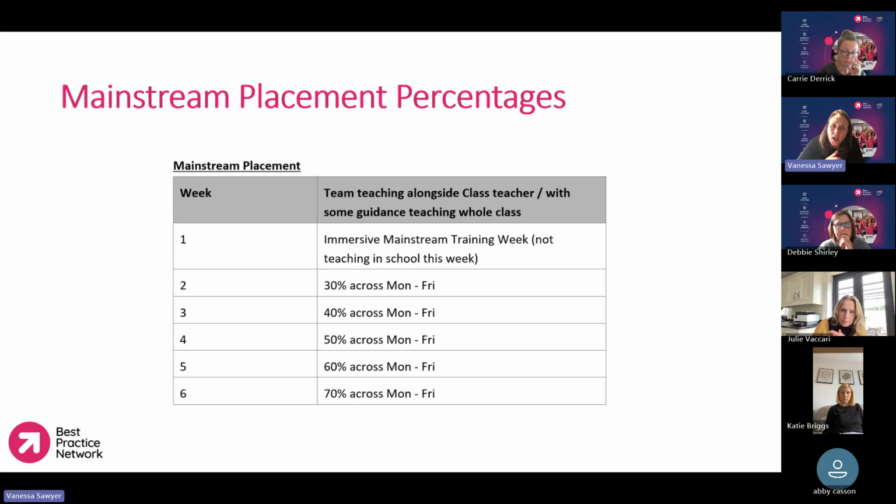Here we go. And I think the biggest message really from the mainstream placement around their teaching is we're going to be encouraging that they are team teaching alongside the class teacher right from the offset.